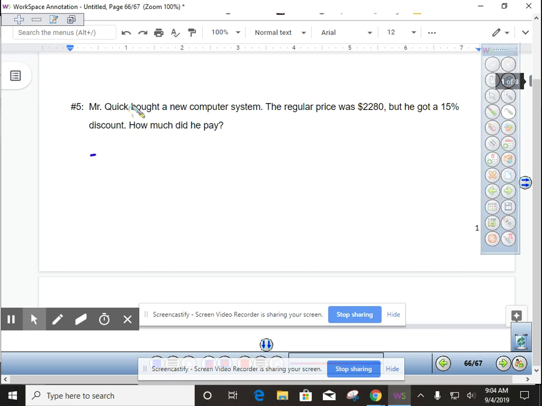But we were looking for, Mr. Quick bought a new computer system. The regular price is $2,280, and you got a 15% discount. How much did you pay? What does discount mean? Subtract. How do we solve it? Proportion. To the 100, and what goes above it? 15. And this is your 2,280.